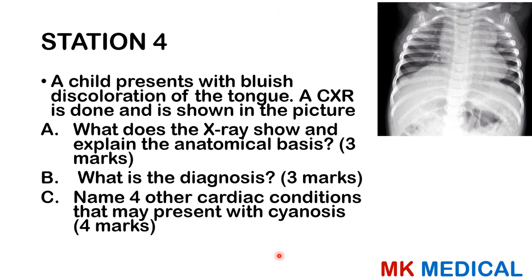Station 4. A child presents with bluish discoloration of the tongue. A chest x-ray is done and is shown in the picture. What does the x-ray show? And explain the anatomical basis. What is the diagnosis? Name 4 other cardiac conditions that may present with cyanosis.